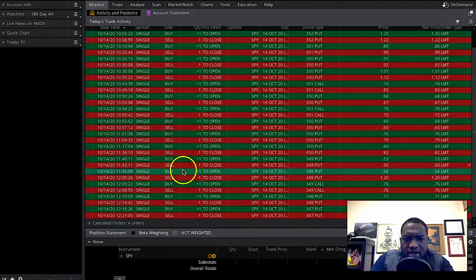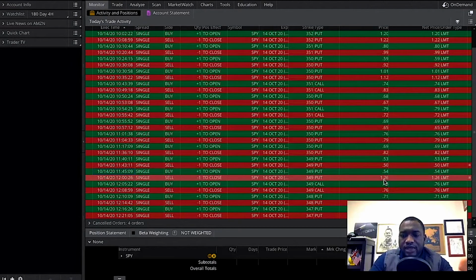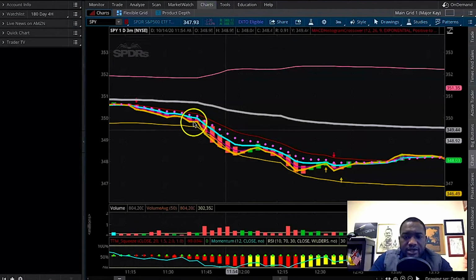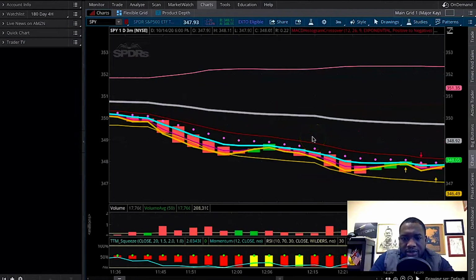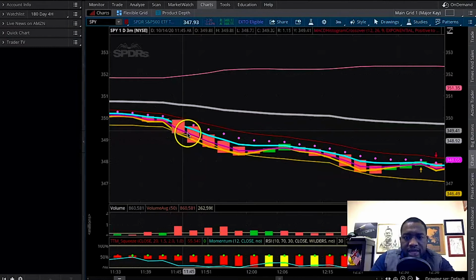I bought this contract, SPY puts. I paid $54 for it, and I ended up selling it for $126. So let's talk about that. It was around 11:45. So 11:45 was around here. So this was what happened. I bought it here on this candle. Let me see if I can zoom in a little bit. Okay, 11:45. I bought it on this candle, and then I held it.